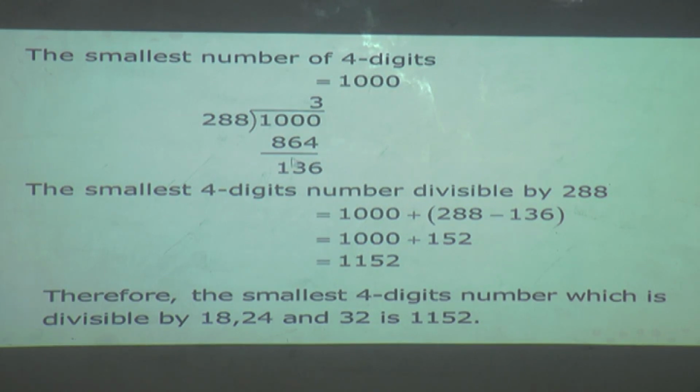To find the smallest 4-digit number, we have to take the actual smallest 4-digit number, that is 1000, and we have to get the number divisible by 288. So then 288 and the remainder 136. 288 minus 136, we got 152. So 1000 plus 152 is 1152. Therefore, the smallest 4-digit number which is divisible by 18, 24 and 32 is 1152.